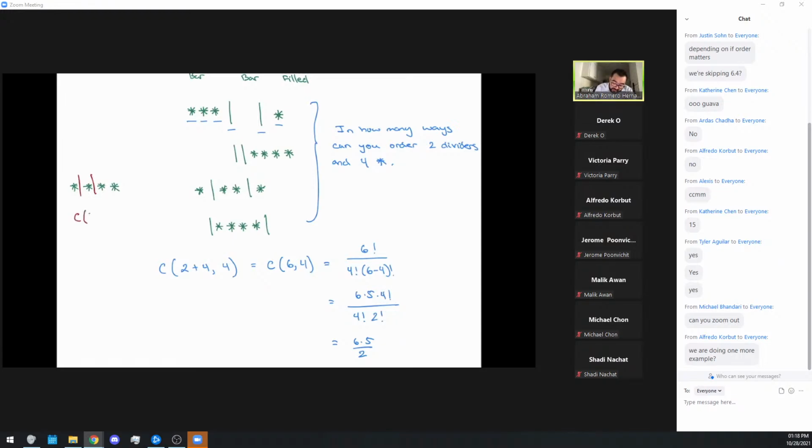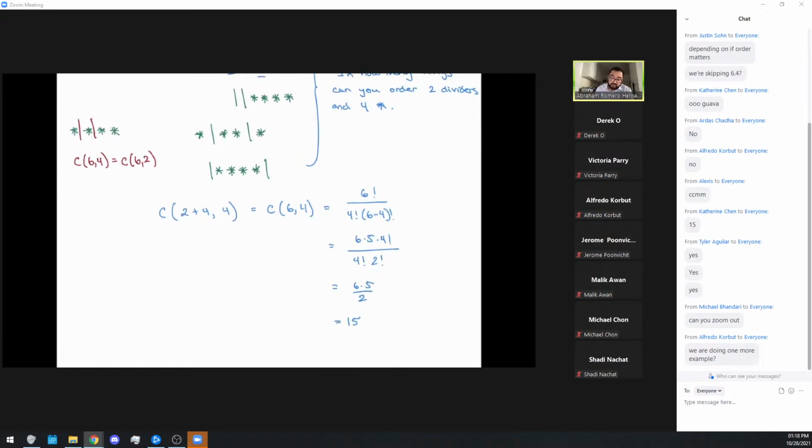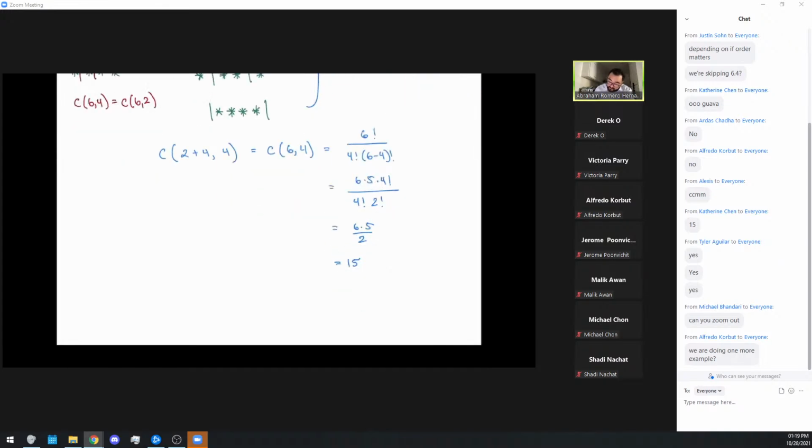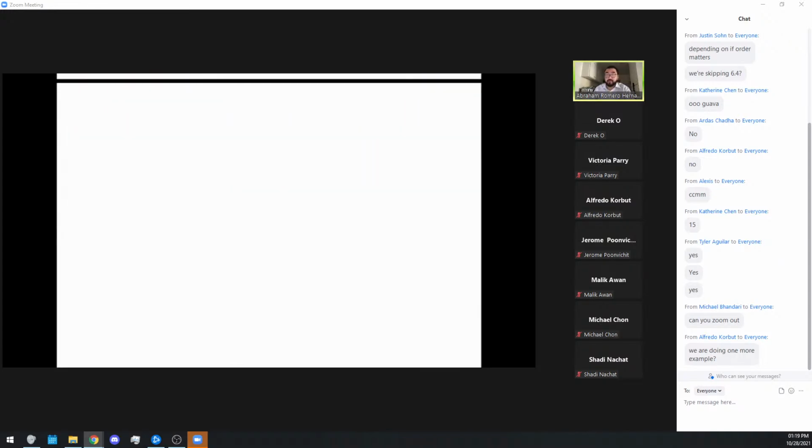Why? Because C of 6, 4 is the same thing as C of 6, 2. So that's another way of looking at it. Amongst the 6 positions, I want to select 2 positions for my dividers. They're both going to be the same answer. Because if you do this work, notice that you're still going to get the same denominator, and you're still going to get 15. So that's another way of viewing it. But we'll do a couple more examples if you want. Well, actually, I was going to do more examples either way. Okay, so let's try another one.